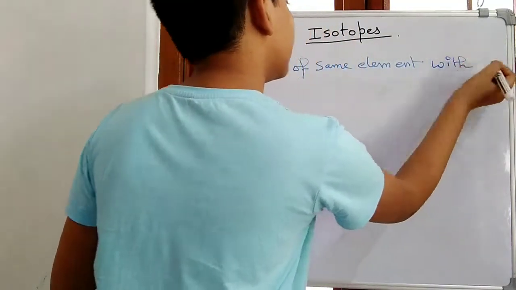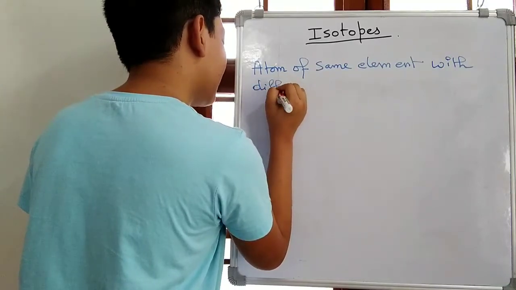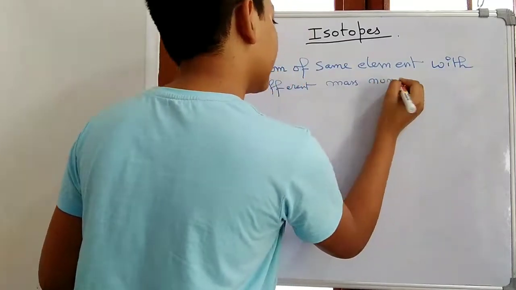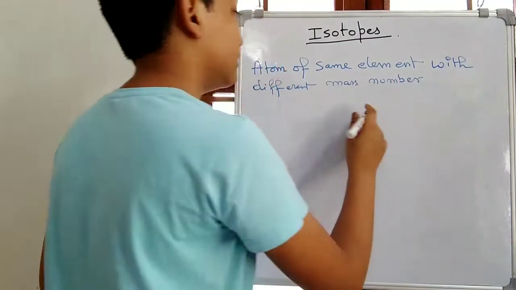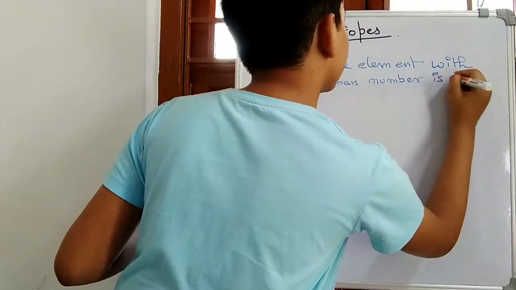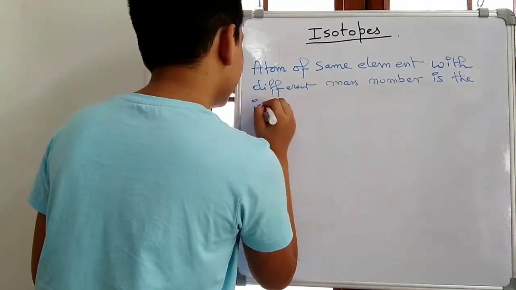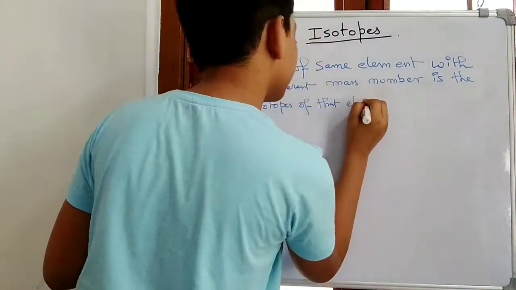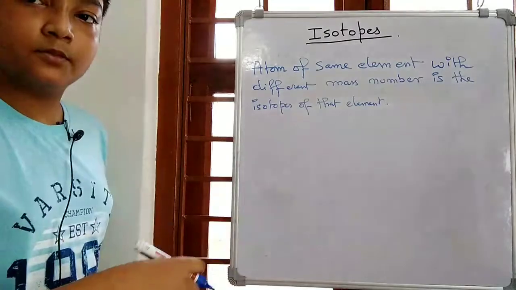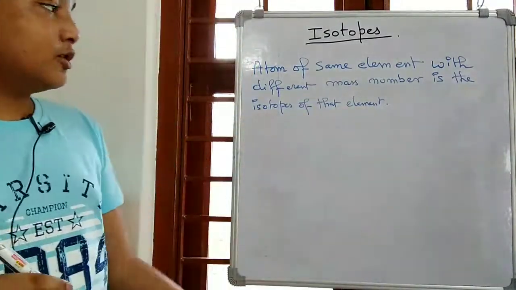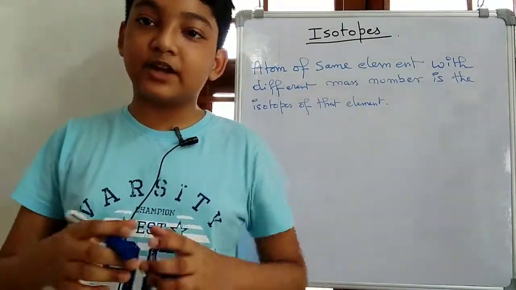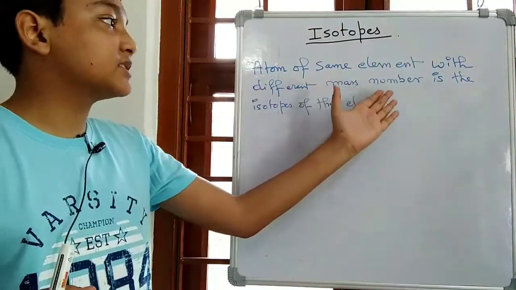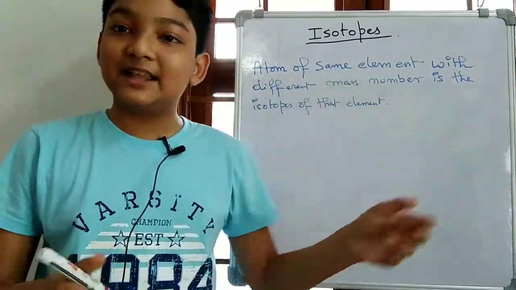with different mass number are the isotopes of that element. I hope you are getting it. So this is the English language that you get in the books: atoms of the same element with different mass number are the isotopes of that element.